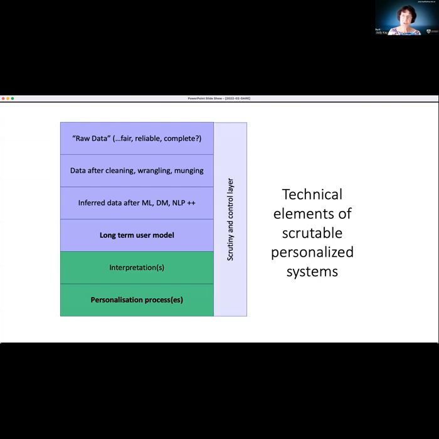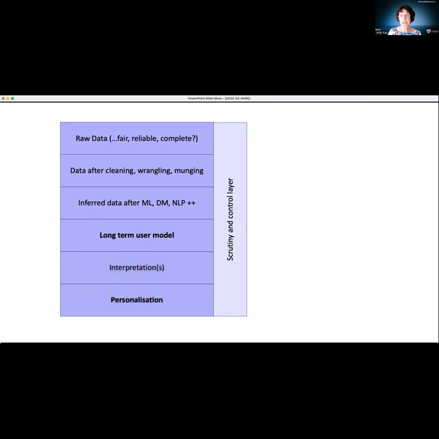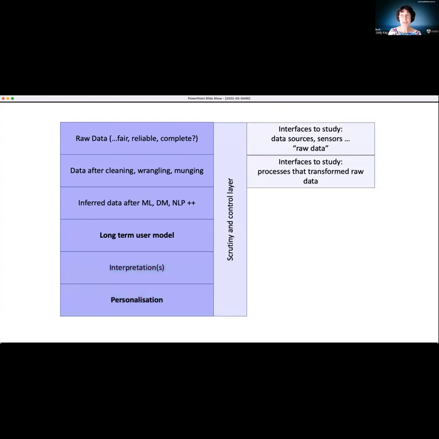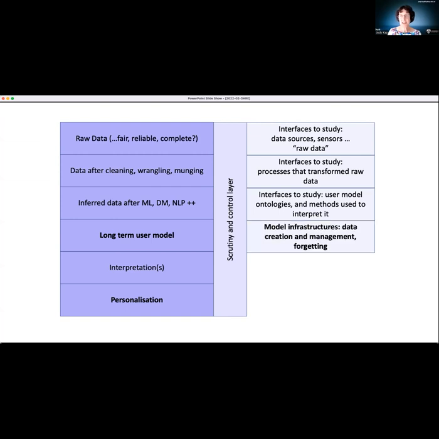So what I have tried to do is build what I call a scrutiny and control layer, and then very quickly, that's onto all these bits here. Very quickly, what does that need? It needs interfaces onto the data, interfaces onto all the transformation of it. Now we're starting to get onto the ontology of the user model, in other words, the representation, the methods used to interpret the data, and infrastructures then. This is now getting to systems, database, and all that sort of thing. Then multiple interpretations and letting a user see it. And finally, support for people to do all of this.